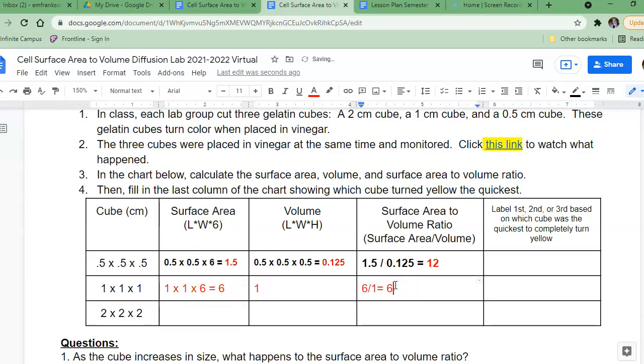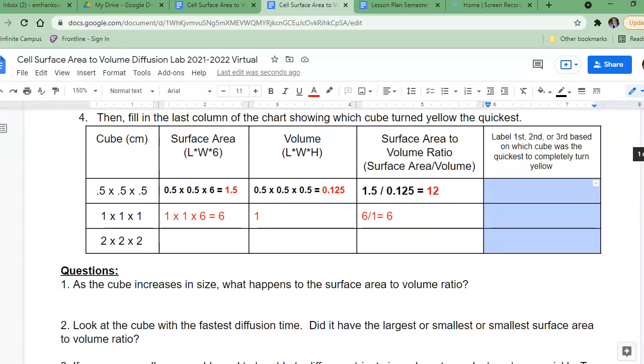Okay. Now, we don't know just quite yet which one's going to be the fastest, or maybe because you already watched this link, you know. So take a look here and see if you can figure out, we're going to be asking down on the bottom, is a big surface area to volume ratio good or a small one? And remember, we need our tube or our cube to be able to move things in and out quickly.